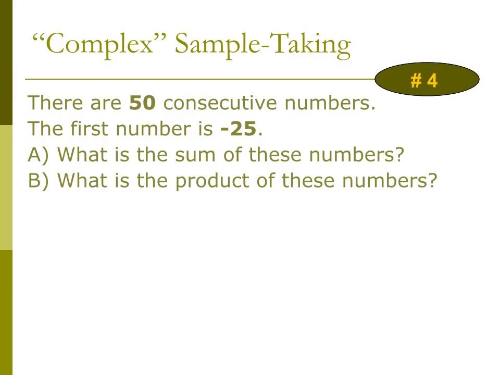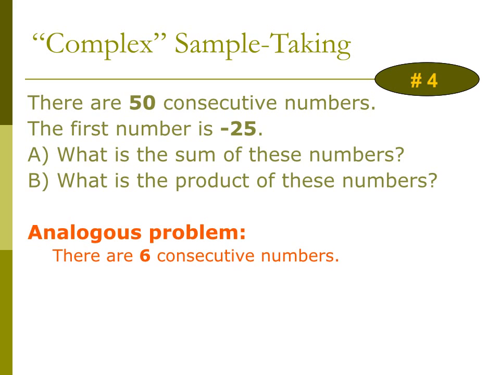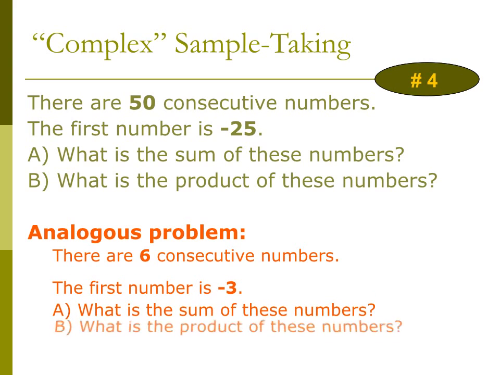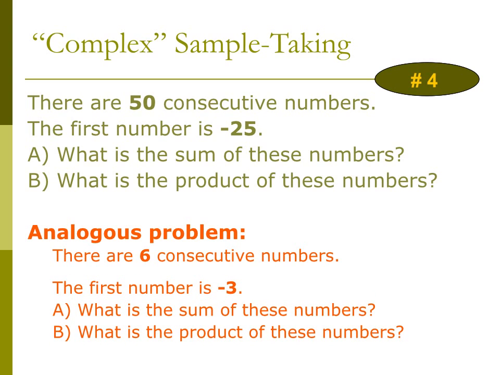Here is an example that contains a sequence. There are 50 consecutive numbers where the first number is -25. The students need to find the sum and the product of the numbers. In this problem, as a rule, the students provide at first an incorrect answer and without using an analogous problem cannot find what is incorrect. An accurately designed analogous problem with just 6 numbers dramatically simplifies the solution.